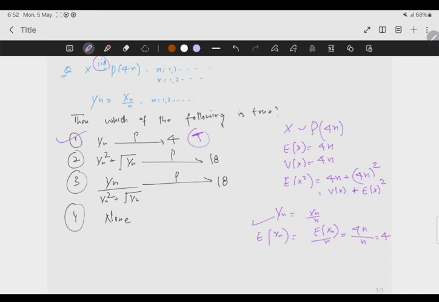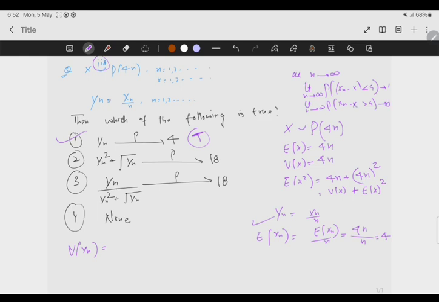Now Yn square, remember this is Yn square. Already we have expectation of Yn. So what is variance of Yn? See, whenever we talk about convergence in probability, we try to say that as n tends to infinity, the limit of probability that Xn minus X is less than epsilon will tend to 1, and the limit as n tends to infinity of probability that Xn minus X is greater than epsilon tends to 0. So this is the convergence in probability.